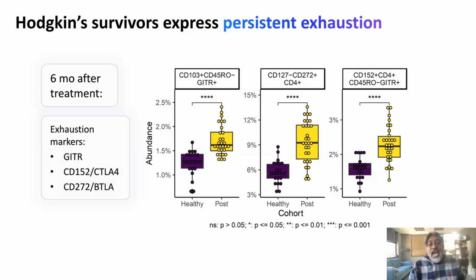Hodgkin's survivors, 6 months after treatment, when we look at their cells, we still see that they have a persistent exhaustion. They have cells that express GITR, CTLA4, and BTLA, and those are elevated compared to healthy donors. And so you can see that we've really fleshed out some of the natural history of Hodgkin's disease and helped people understand the nature of immune defects and the potential for immune defects in Hodgkin's patients with this example.